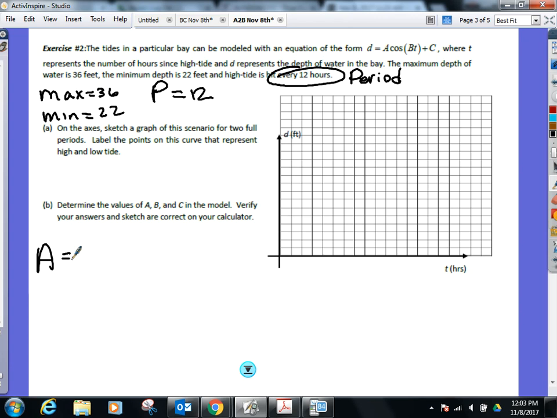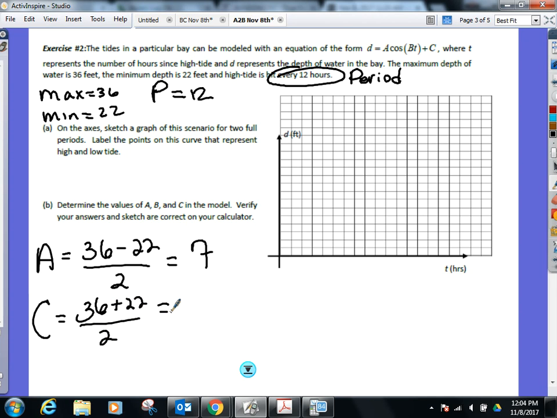Anybody want to fill me in on how to find the A value formula? We've done it already. Max minus minimum divided by 2. So that'll end up being 7. All right. Skip over B because that's a little bit tougher to find. Go right to C. What's the formula to find the shift or the midline value? Max plus min divided by 2. So we're looking at a shift or a midline of 29.